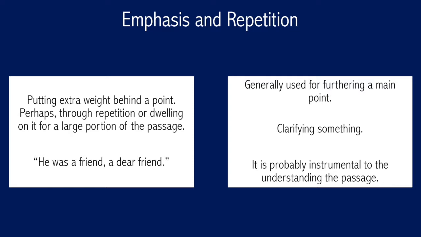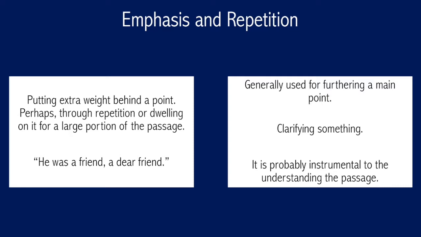This is the fourth one out of the 7 in the list. Sometimes the SAT talks about emphasis as a device by its own, so it is putting extra weight on a point. It is generally used to further the main point. You might emphasize something to make sure something is clarified, or you might emphasize it because it is very important to understanding the rest of the passage. And so these are all possible purposes for the emphasis of something.